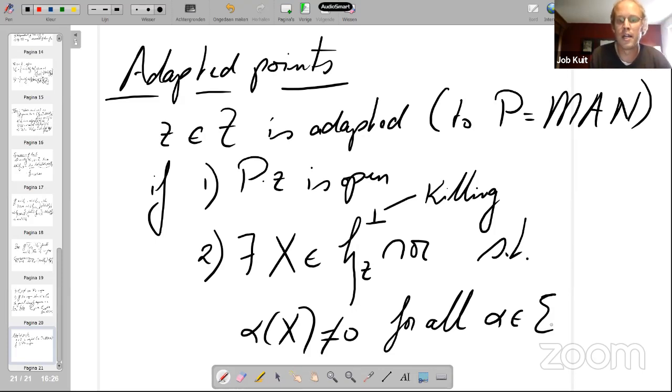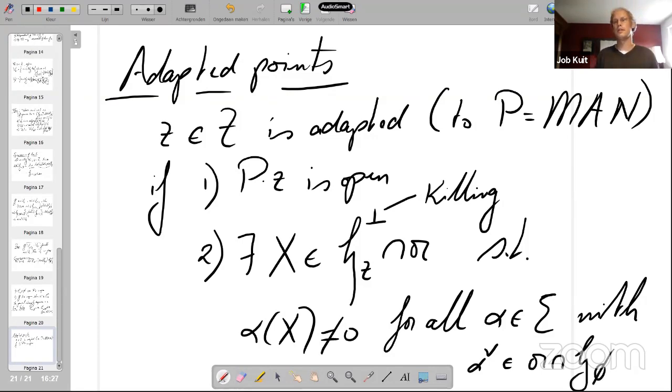However, if I would do it like this, then this is unreasonable. There are certain roots a priori on which it cannot possibly be non-zero, if the x also has to be perpendicular. And these are the following roots. If you would have a root so that the corresponding coroot lies in A intersected with H empty, then you have a problem. So I only require this for the roots for which this is not the case.